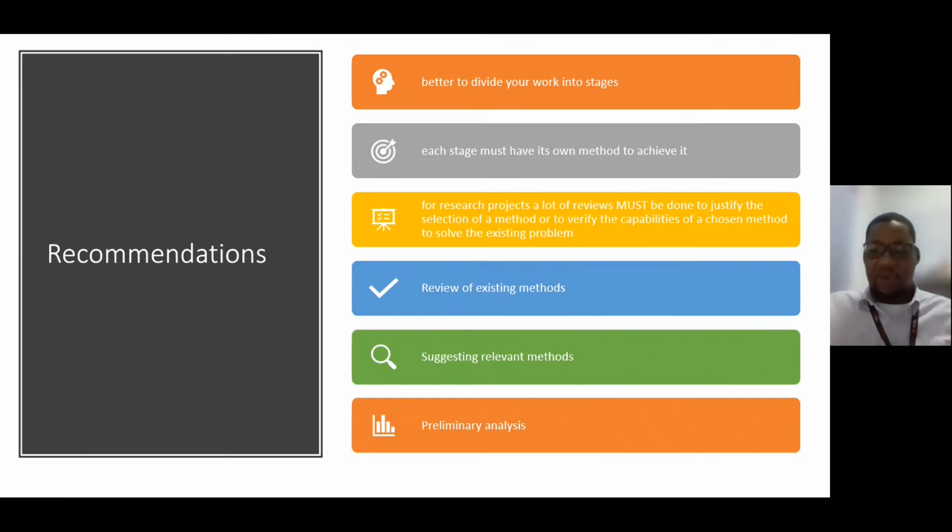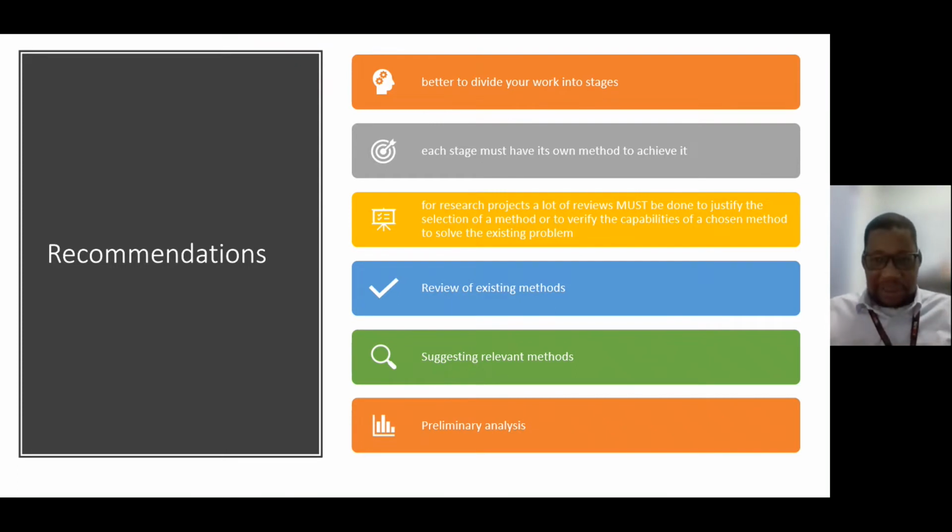But if you divide into stages, when you finish the first stage, you look at the second, third, fourth, and fifth. And how do you determine these stages? Each stage must have its own method to achieve it. If the method is exactly the same, you might as well not divide the work. But if the stages use different methods, then you divide the work into different working stages.